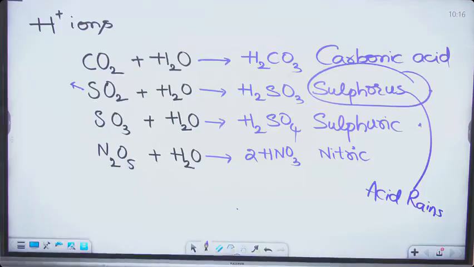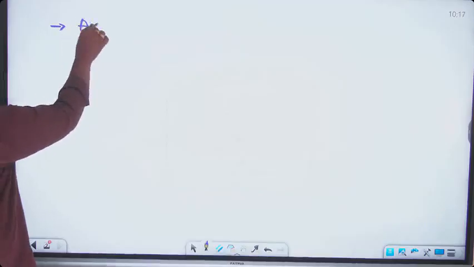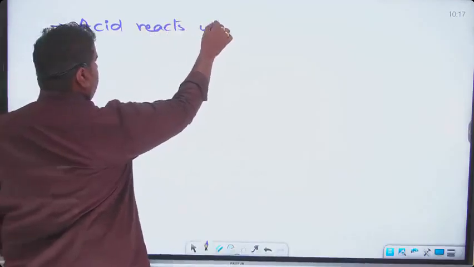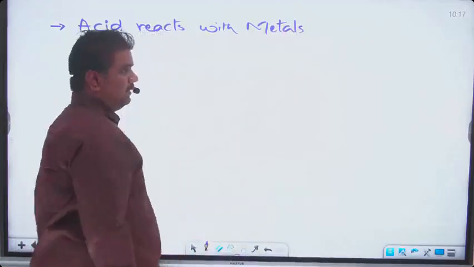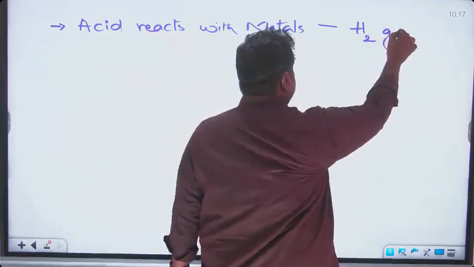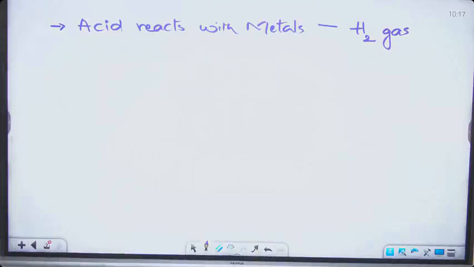Right. Now, the moment you're talking about the properties of these acidic substances, or acidic compounds, whenever you're talking about acids, acids react with metals. All these acids react with metals and release hydrogen gas.